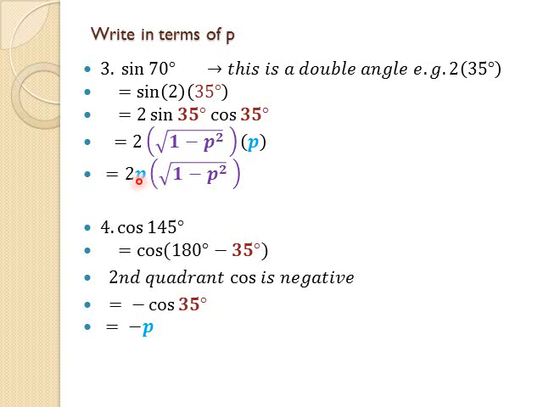So hope you follow. Cos 145, I have to reduce that in such a way that it has a 35 degrees, because the only way I can write in terms of P is if I introduce a 35 degrees. So 180 minus 35 gives me 145. 180 minus 35, second quadrant, and in the second quadrant only sine is positive. Therefore cos becomes negative cos 35 degrees. Cos 35 is P, so that becomes negative P. Next set.